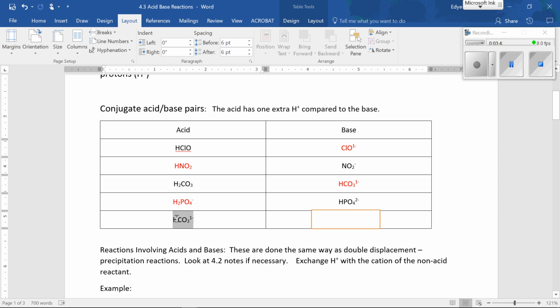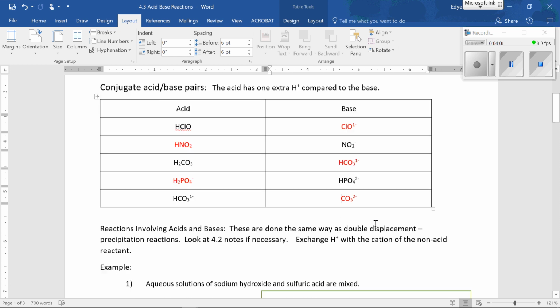All right. HCO3 1 minus is my acid, and now I want to get to the base. The acid has an extra H plus, so I have to take away an H plus to get to the base. Take away 1 H, leaves me with no H's. Take away 1 from the charge will give me what charge? Let's look. A -2 charge. So we get CO3 2 minus.